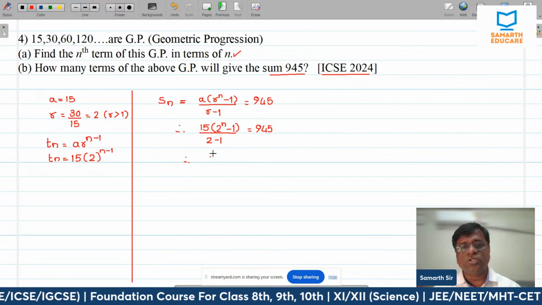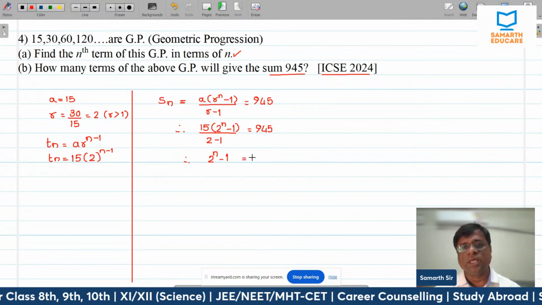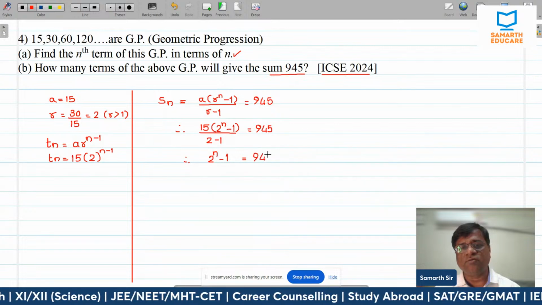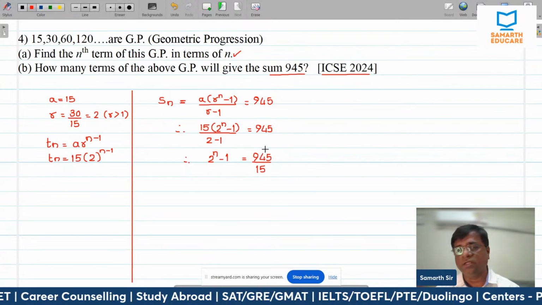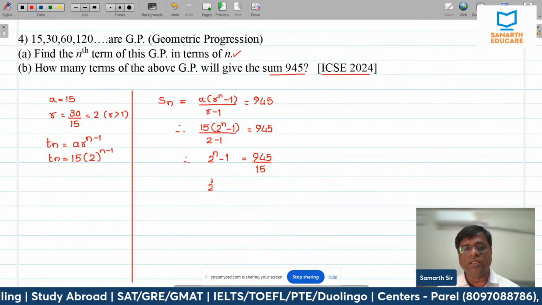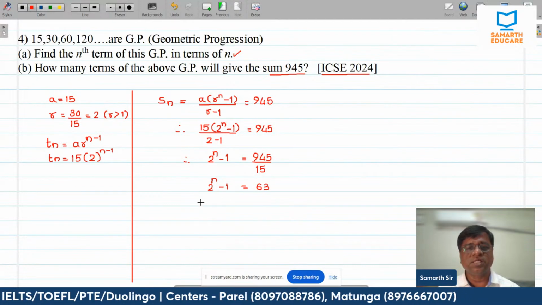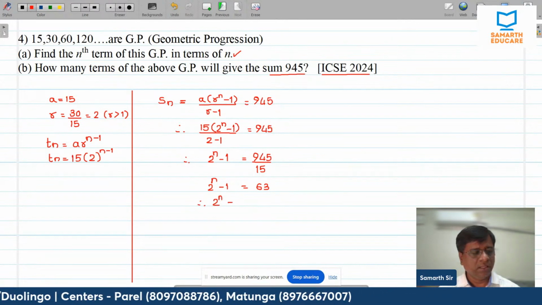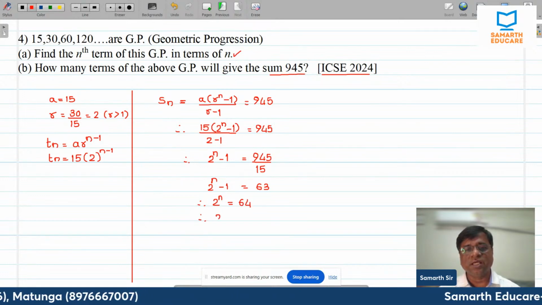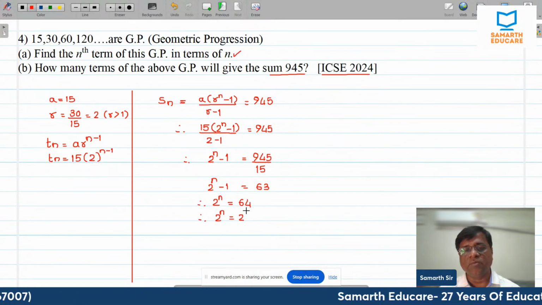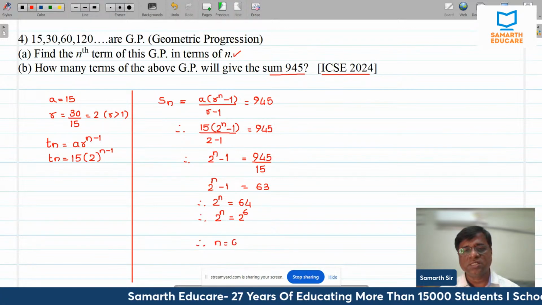Now 2 minus 1 is 1, so 2 raised to n minus 1 is 945 divided by 15. I have to divide it by 15. 15 6s are 90 and this becomes 63. So 2 raised to n is equal to 63 plus 1, which is 64. Once again, 64 can be written as 2 raised to 6. Hence, I have the number of terms as 6.